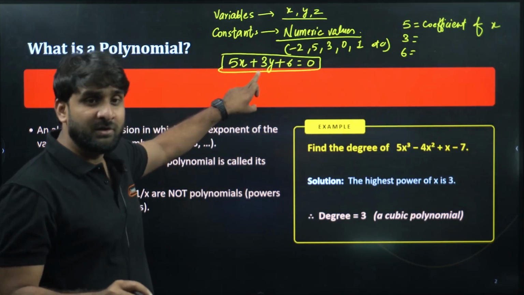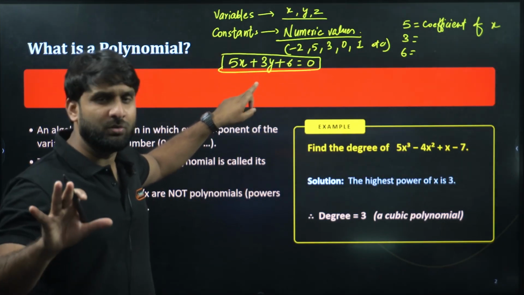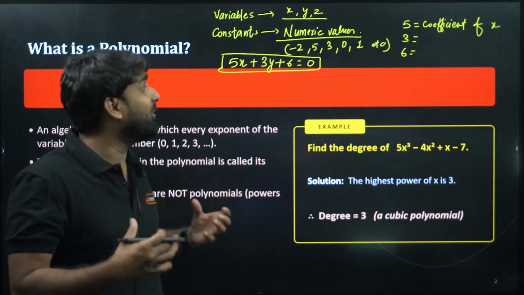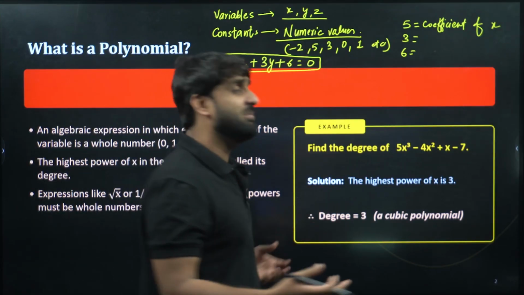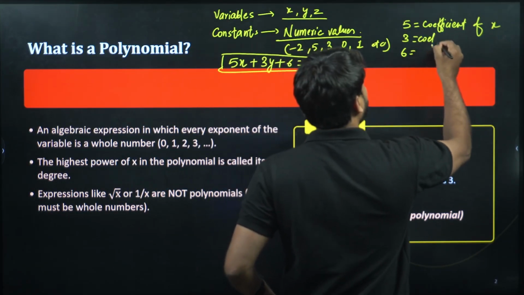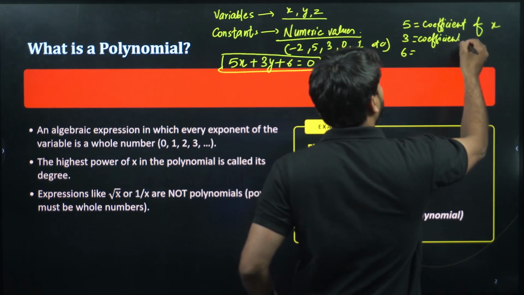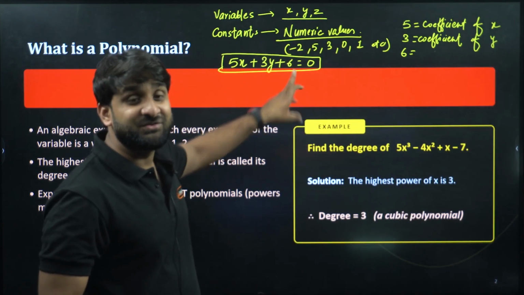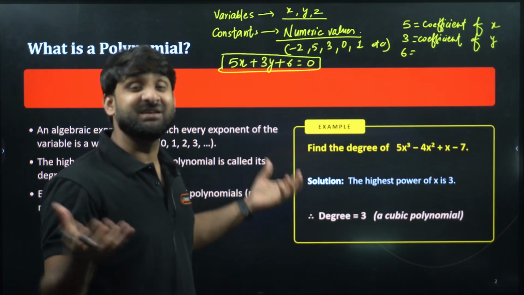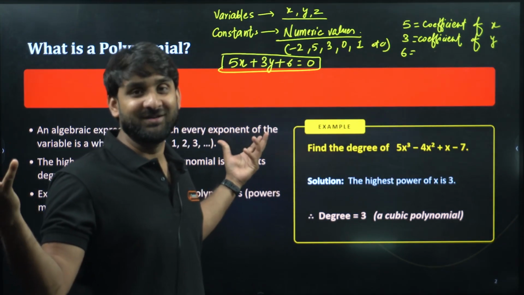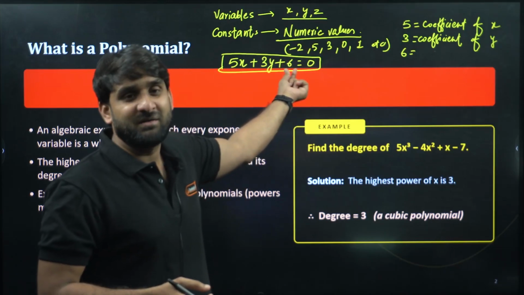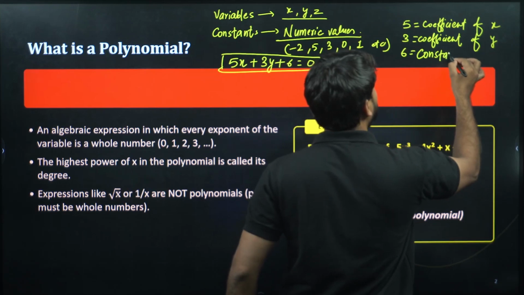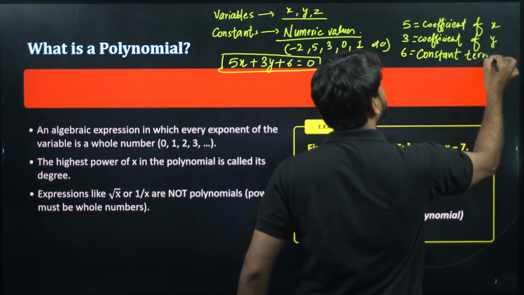Here 3 is also constant, but 3 is connected with y, because one variable is there. So now 3 will also be called by a special name, and this is the coefficient of y. Now if we talk about 6 here, 6 is a pure number. There is no variable. 6 is alone, with no variable beside it. So this is called the constant term. I hope this is clear to you all.